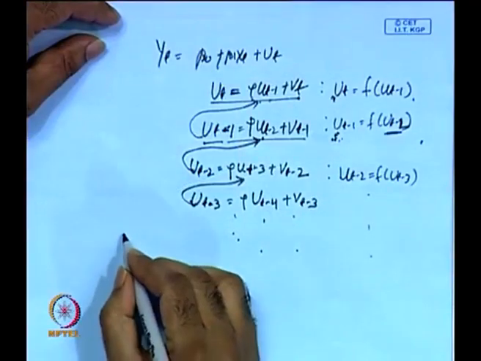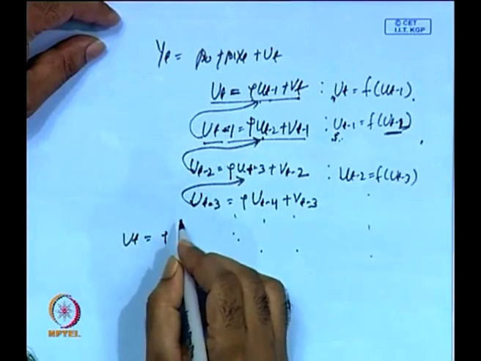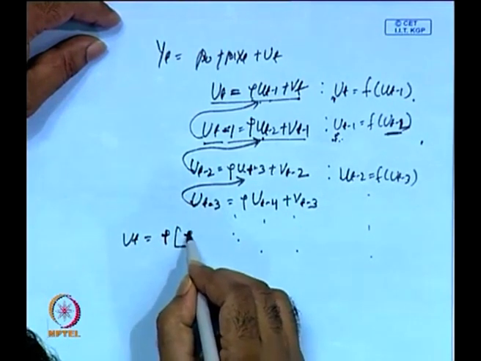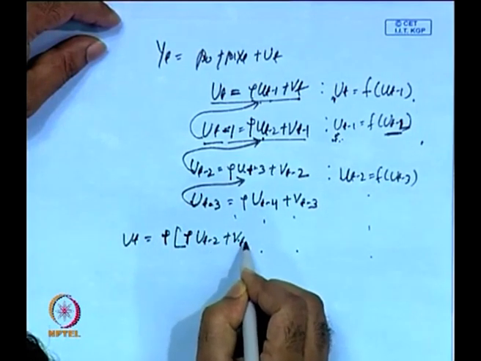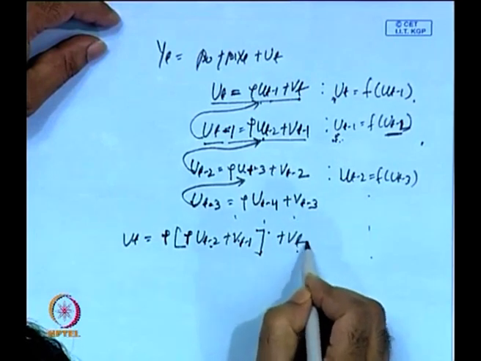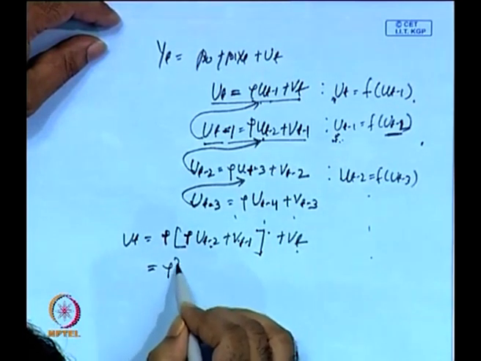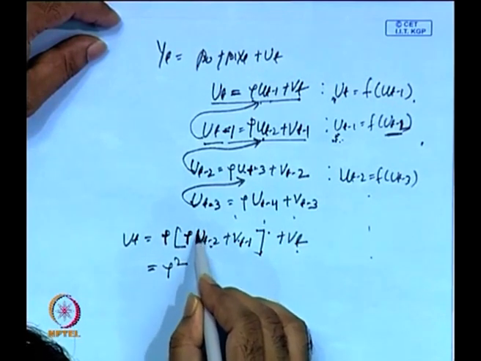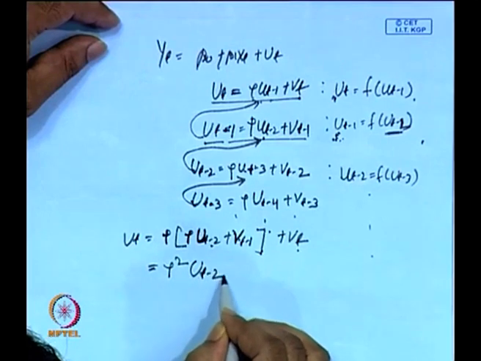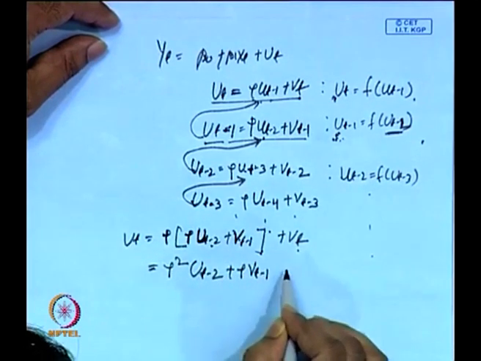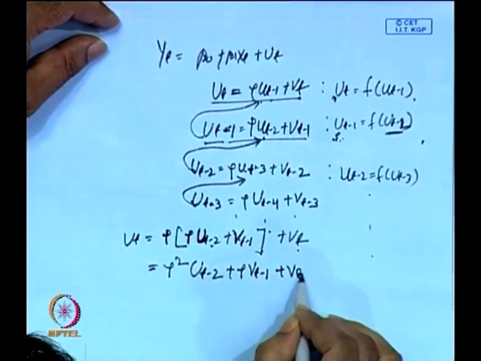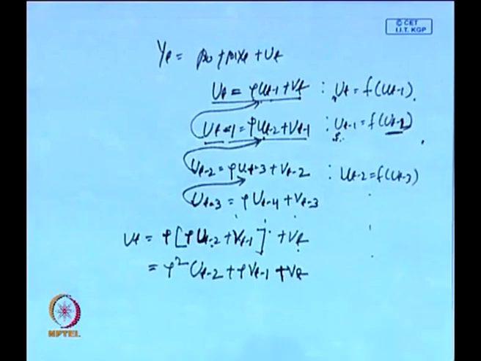So now what you have to do? You put ut equal to rho ut minus 1. What is ut minus 1? ut minus 1 equal to rho ut minus 2 plus vt minus 1. This ut minus 1 I have introduced here, plus vt. Now you simplify this. If you simplify, this is rho squared ut minus 2, plus rho vt minus 1, plus vt. So this is how the structure goes.